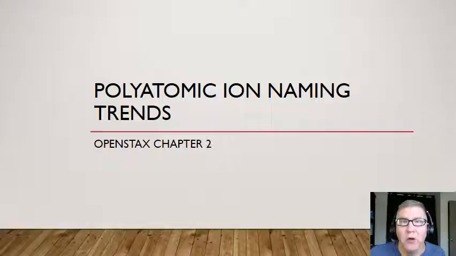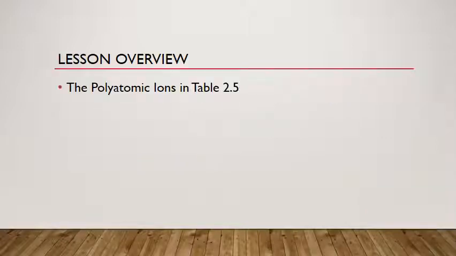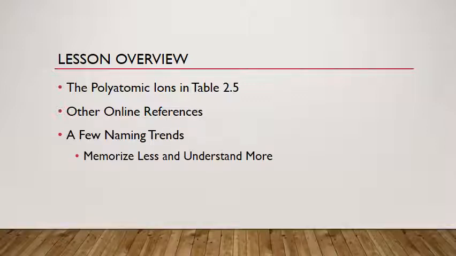In this video, we're going to learn about naming polyatomic ions from Chapter 2 in the OpenStax textbook. We will review the polyatomic ions in Table 2.5. Look at other online references that may help you with naming those polyatomic ions. Then we'll go over some naming trends so you can memorize less and understand more where the names come from.